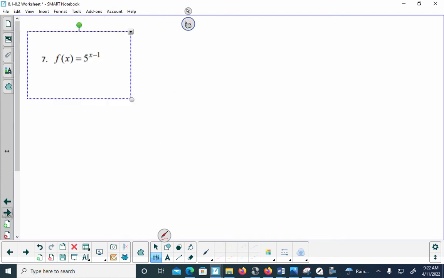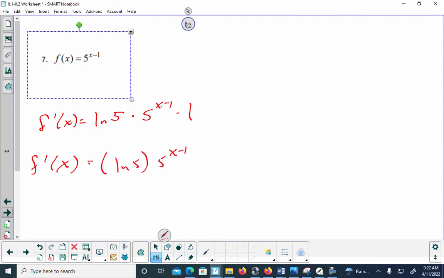Moving on to the next one, I have 5 raised to the x minus 1 power, so I'm taking the derivative of something raised to a power. Remember, to do that, I take the natural log of the base, multiply it by itself, so that's 5 to the x minus 1, and then multiply it by the derivative of that x minus 1, which is just 1. So my final answer, I'm going to leave as natural log of 5 times 5 to the x minus 1. Just make sure I can tell what's the natural log being taken and what's not part of that natural log.